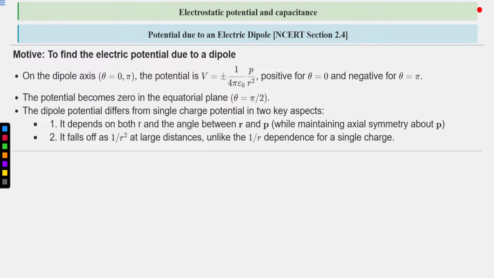Then the dipole potential differs from single charge potential in two aspects. It depends on both R and the angle between R and P while maintaining axial symmetry about P. It falls off as 1 by R square. Now, potential due to a single point charge varies with 1 by R, and potential due to a dipole varies with 1 by R square. This is the difference between both these cases.